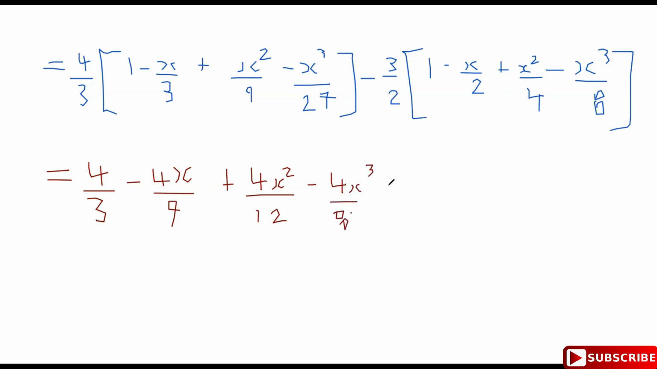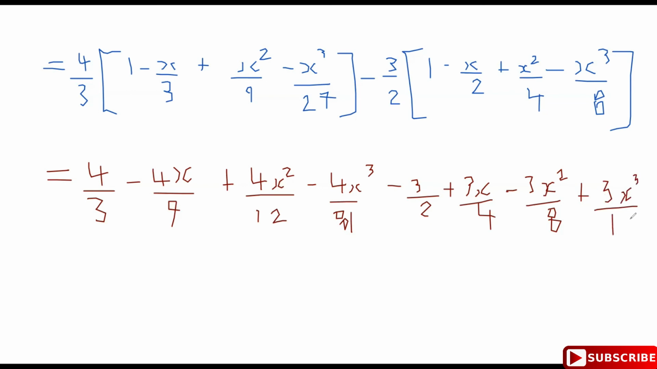Then over this side, that's going to be minus 3 over 2. And this is going to be plus 3x over 4. Then this part is going to be minus 3x squared over 8. Then finally, that is going to be plus 3x cubed over 16. This is what we get. All I have to do now is simplify.